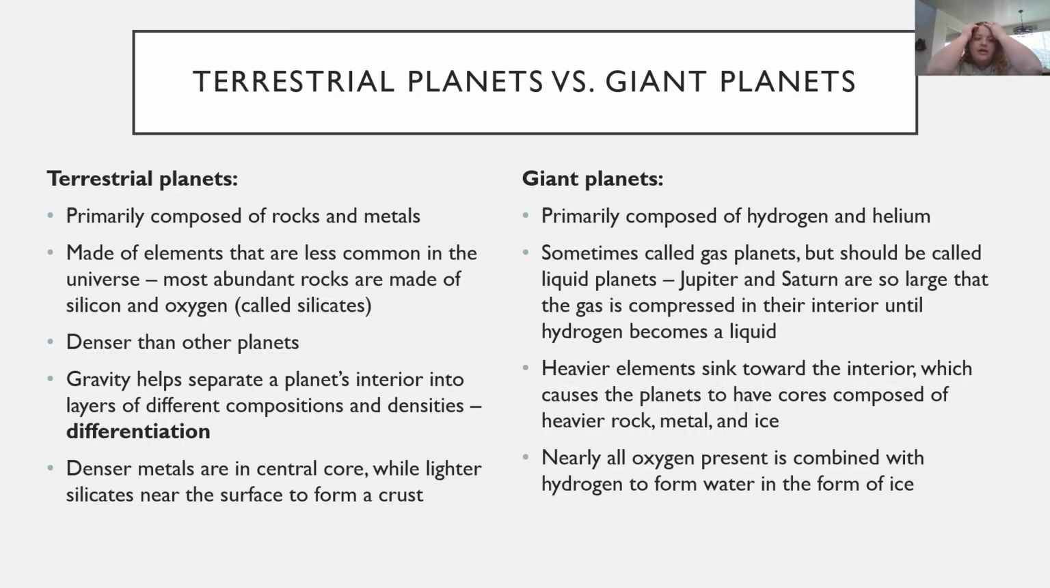All right, so here is a big old list of looking at different types of planets, terrestrial versus giant planets. So, like I said, the terrestrial planets are primarily composed of rocks and metals, while the giant planets are composed primarily of hydrogen and helium, sort of like the sun. Okay, that's why a lot of times we call them gas giants as well.